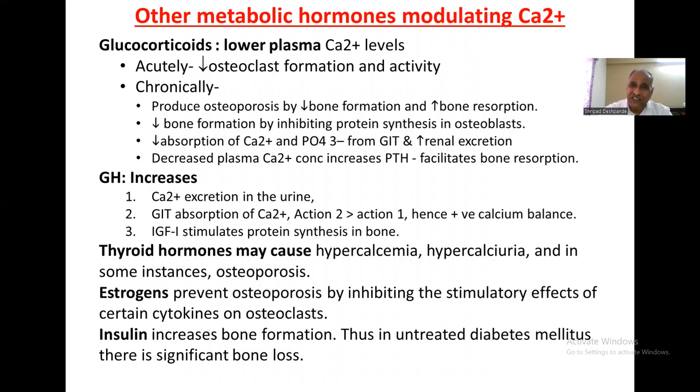And it decreases the absorption of calcium and phosphate from the intestine. And also increases the renal excretion of calcium. Decreases the plasma calcium concentration and increases the PTH, facilitates bone resorption. These are all the major things. So that means in a long range, there will be a bone resorption and there is osteoporosis. And maybe you may find in a person with Cushing's syndrome, that means who are in a long range, the bones may not be stronger. They may easily fracture also.